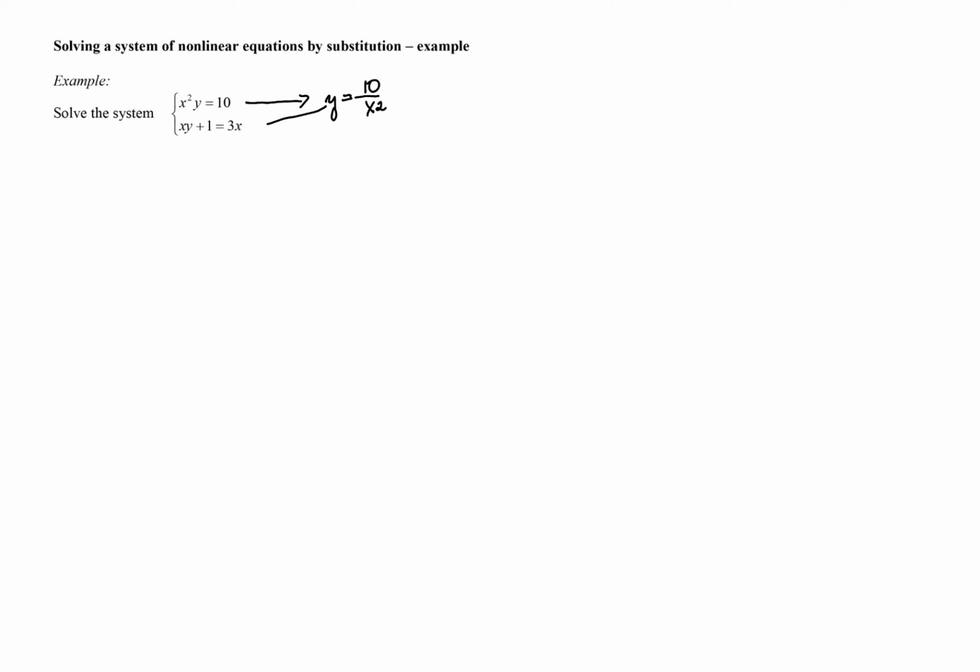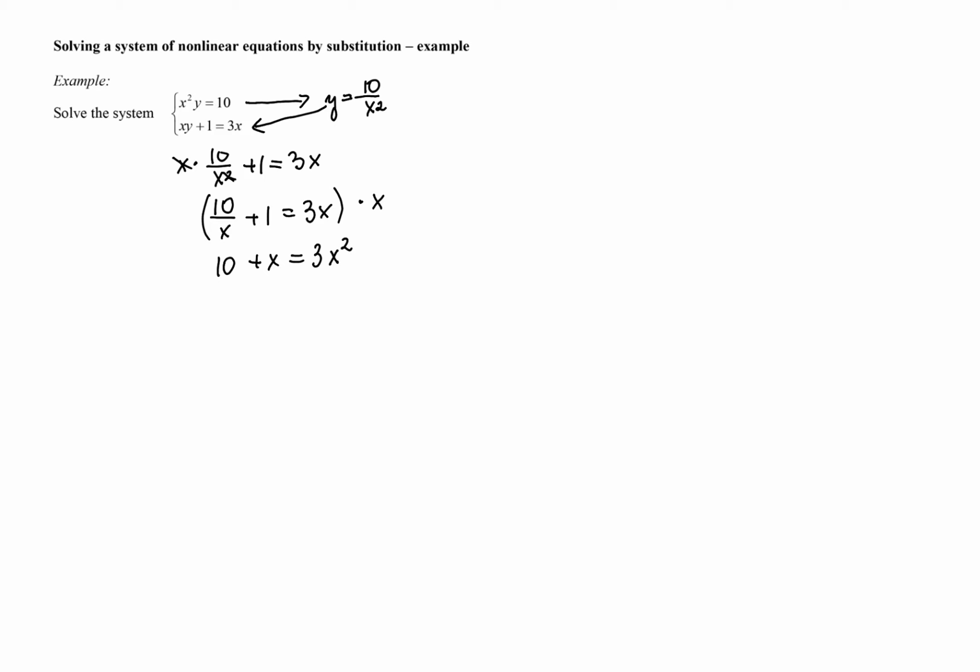We'll take the value of y and substitute it now into the second equation. The equation becomes x times 10 over x squared plus 1 equals 3x. After simplifying, the equation becomes 10 over x plus 1 equals 3x. Because we already assumed that x is not 0, we can multiply both sides of that equation by x, and we obtain 10 plus x equals 3x squared.